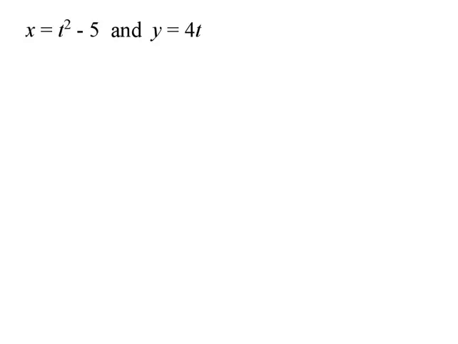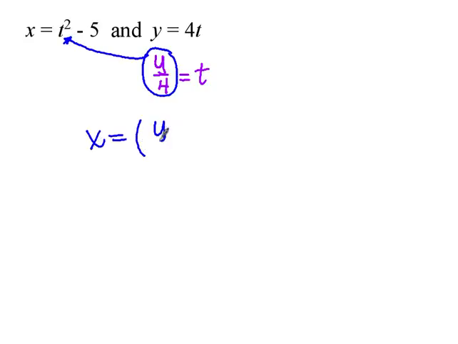Let's look at another one of those before I let you loose on your homework. Okay. So x equals t squared minus 5 and y equals 4 times t. The question is, could I just solve for t and plug into the other equation? Could I solve this for t? Yeah, that'd work. You could take y over 4 and plug it in right here. So you end up getting x equals y over 4 quantity squared minus 5.